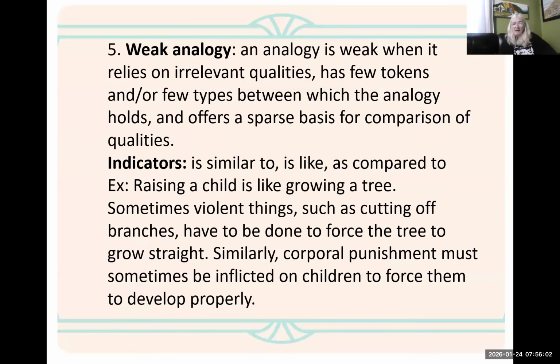Next is a weak analogy. So an analogy is weak when it relies on irrelevant qualities, has few tokens and or few types between which the analogy holds, and offers a sparse basis for comparison of qualities. Again, if you just see an analogy in your fallacies question, it's a weak analogy, okay? So here the indicators are the same for analogies: is similar to, is like, as compared to, those words.